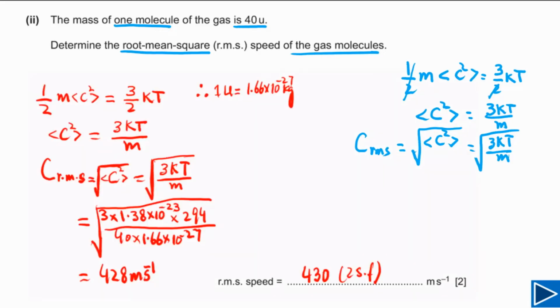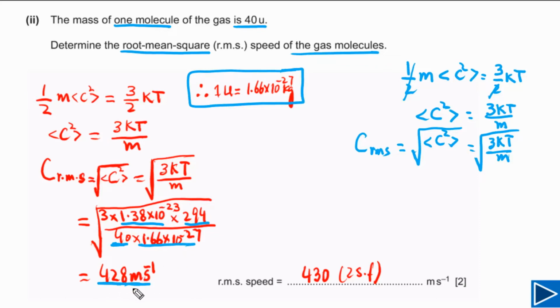In this question, what we have done is simply plug in values. This is the value of the Boltzmann constant, and this is the temperature in kelvins. So you have to use temperature in kelvins, and this is 40 U. 40 U is given, but 1 U is equal to this. So you have to convert this into kgs, not in U. That's the reason we have to multiply with this. And this is our final answer.